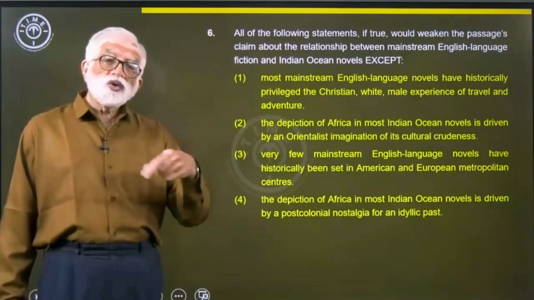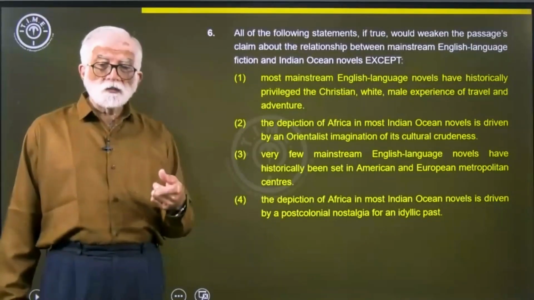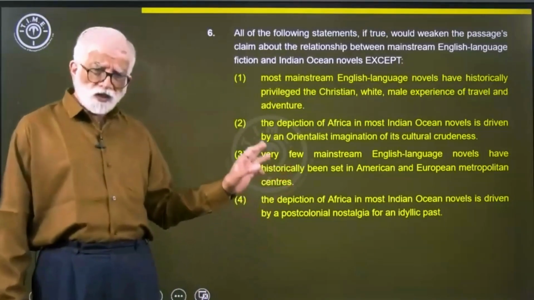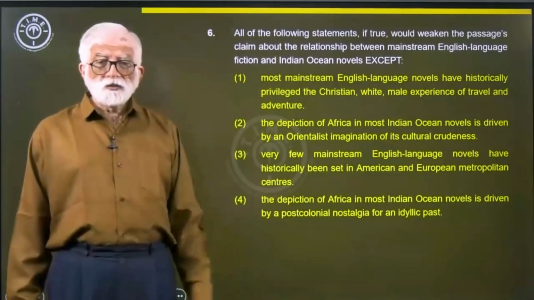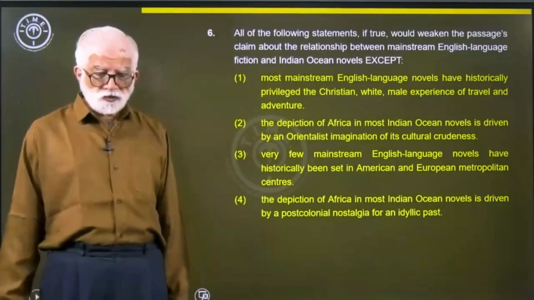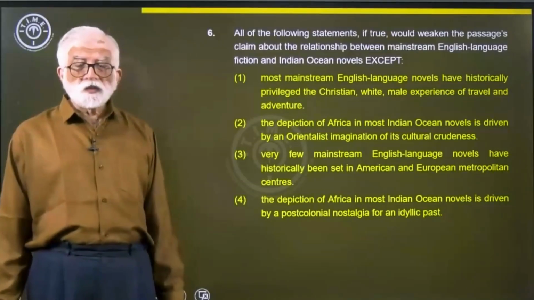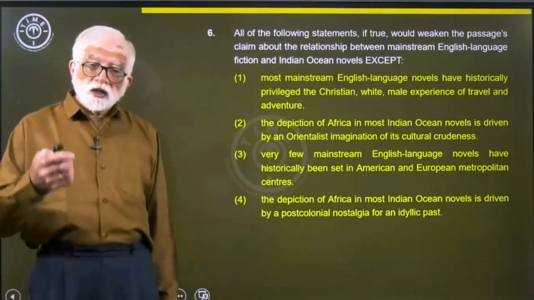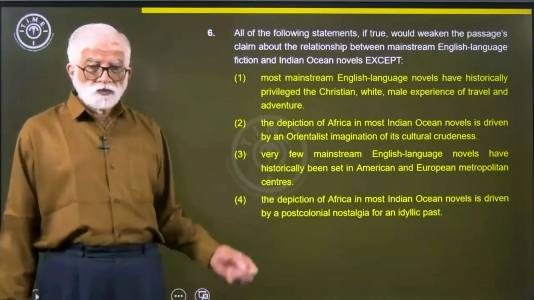So you want to weaken that. So 3 statements would weaken that. All the following statements, if true, would weaken that, except. Now the "if true" means you consider them: if that was true, then it would weaken the author's claim. So most mainstream English novels have historically privileged the Christian white male experience of travel and adventure. That doesn't weaken the passage's claim. In fact, the passage claims that most mainstream English language novels have privileged the Christian white experience of travel and adventure. So this is not weakening.